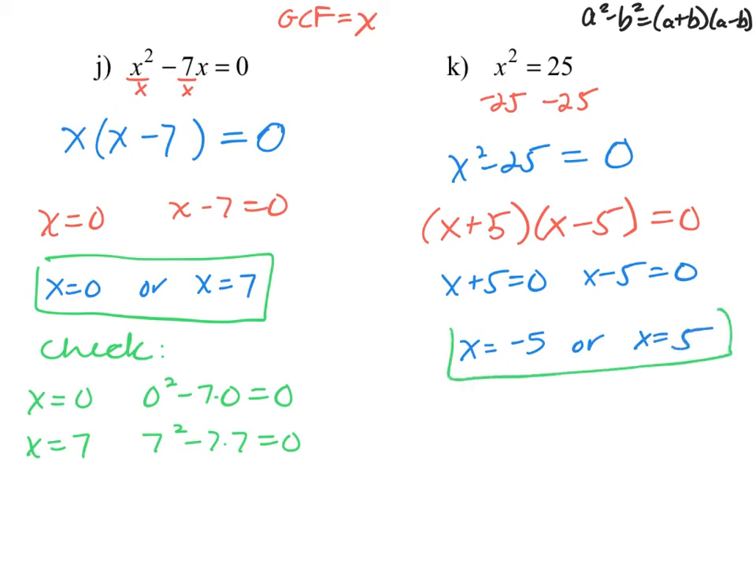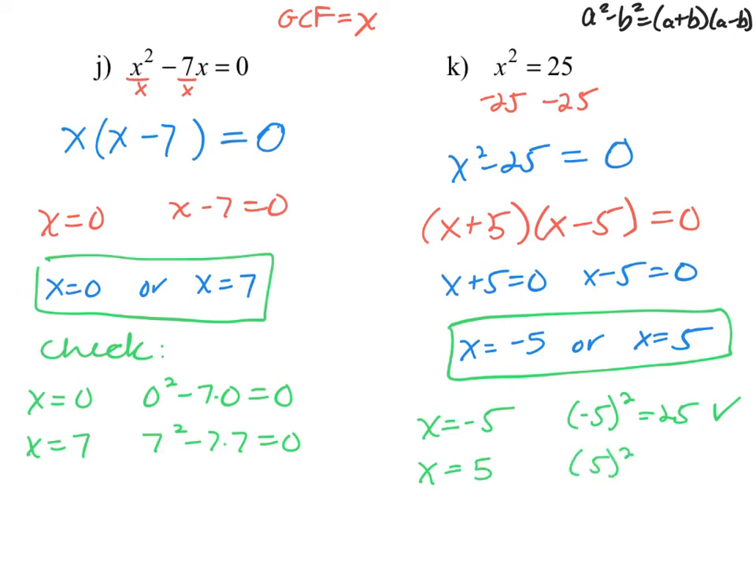We can check by plugging back into the original equation. If we check x equals negative 5, plug it back into the original equation, we have negative 5 squared is equal to 25, and that's correct. And we also want to check x equals positive 5. So positive 5 squared also is equal to 25. We have found the solution to that quadratic equation using the zero factor property, but you must make sure that you have a 0 in the equation before you use the zero factor property.